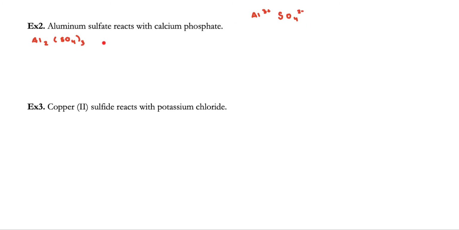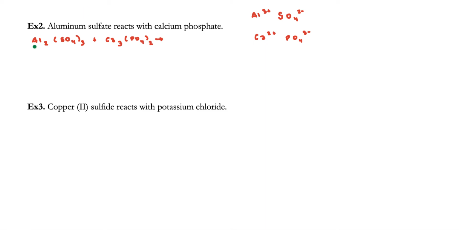Okay, so my other reactant is going to be calcium phosphate. Calcium has a 2+ charge, and phosphate, as we noted before, has a 3- charge. So when I cross my charges here, that's going to become Ca subscript 3, in parentheses PO4, subscript 2.